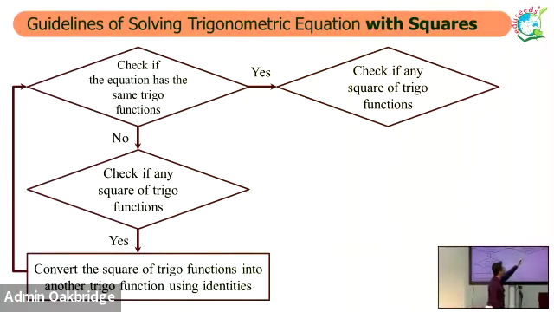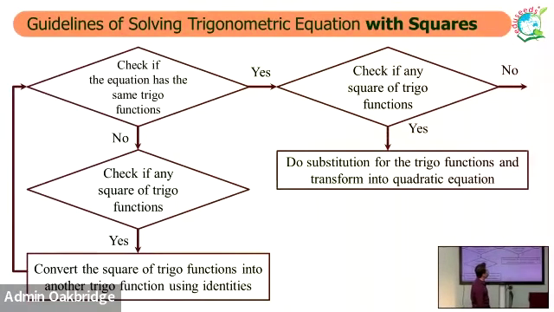So there's a difference. Here, when you check the square of the trigo function, the equation already has the same function. Here, we don't have any same function, that's why you need to convert. After you convert to have the same function, then you still have to check whether there's any square of the trigo function. Okay, if yes, then we proceed. We can do the substitution for the trigo function and transform into a quadratic equation.